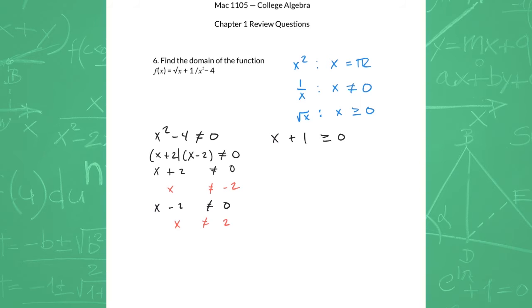Okay, so for x plus 1 must be greater than or equal to 0. This is a linear expression, so we know that when x plus 1 is greater than or equal to 0, x is greater than or equal to negative 1.